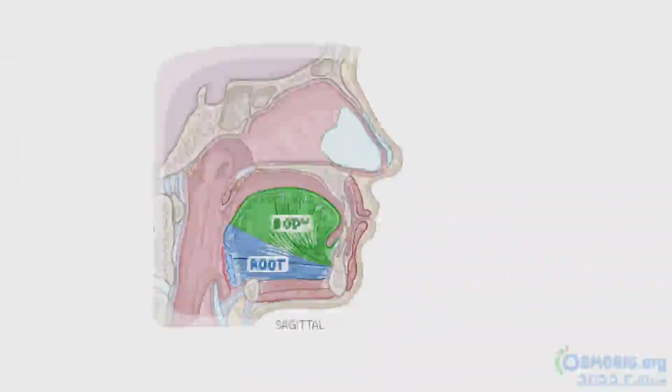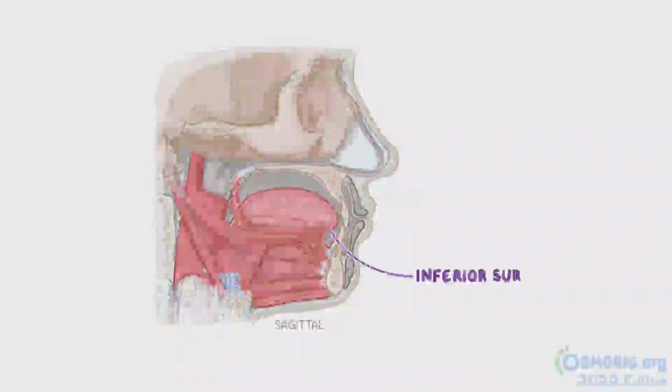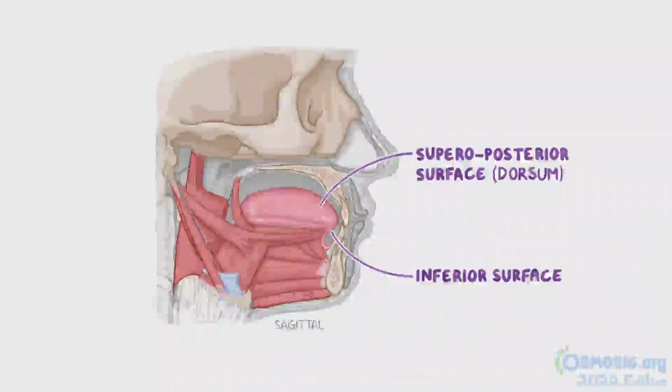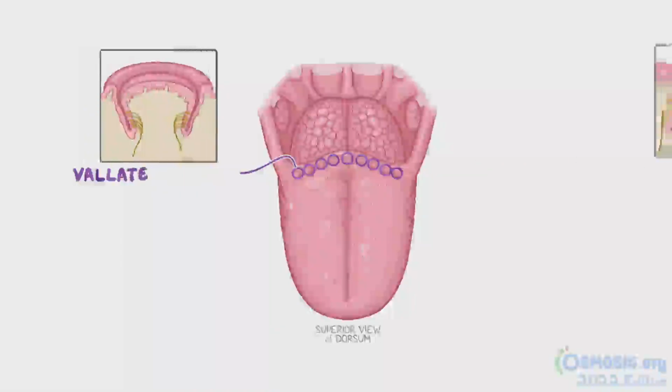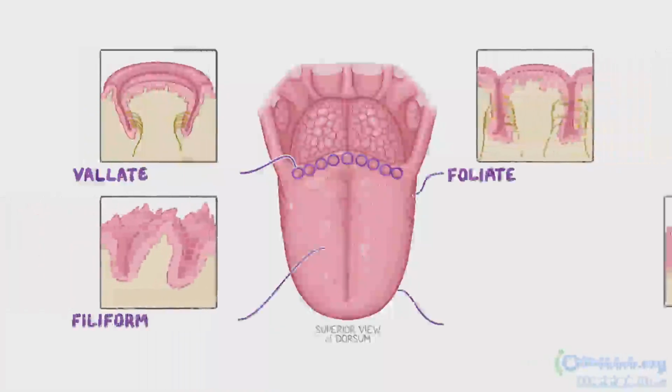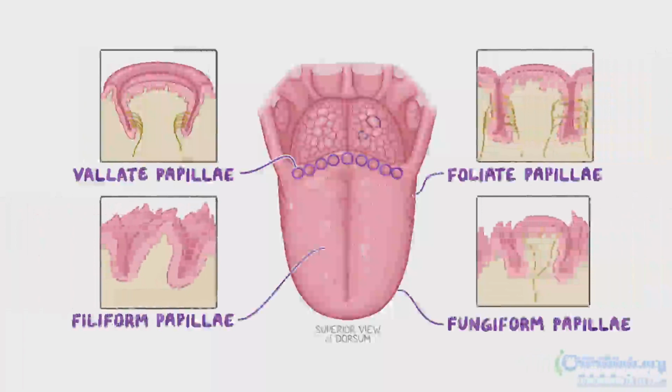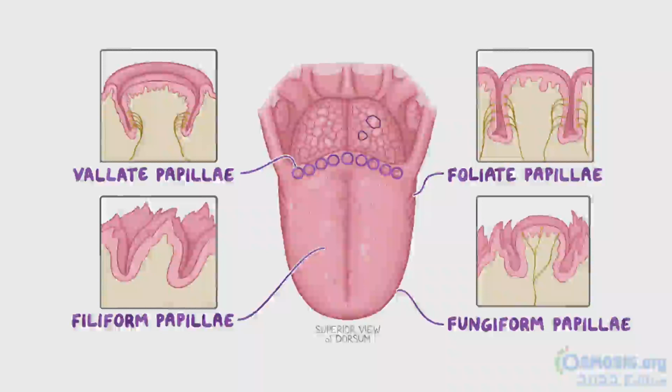All right, as a quick recap, the tongue has 3 main parts: a root, a body, and an apex, and 2 surfaces, the inferior surface and the supero-posterior surface, also known as the dorsum of the tongue. The 4 types of lingual papillae are found on the dorsum of the tongue and include the vallate, foliate, filiform, and fungiform papillae. The mucosa of the posterior third of the tongue is scattered with lymphoid nodules, together known as the lingual tonsils.